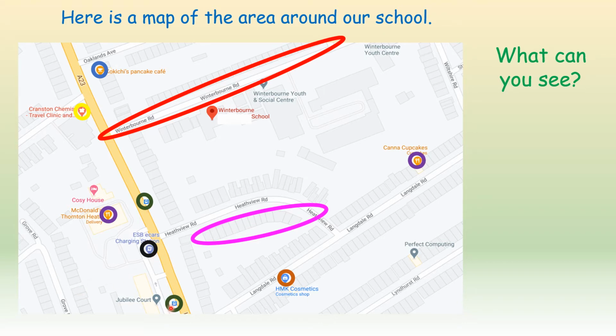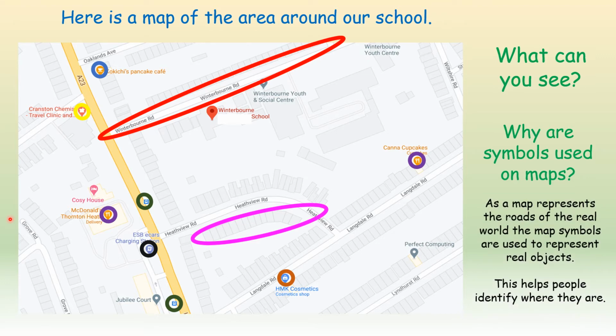Every single one of them has a small symbol. You can't actually physically see the building on the map. The building is just represented by a tiny little symbol. Why do you think symbols are used on maps instead of drawings? Well, as a map represents the roads of the real world, the map symbols are used to represent real life objects, and this helps people identify where they are.